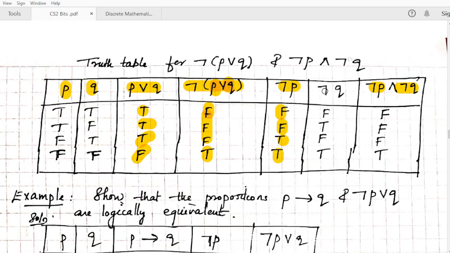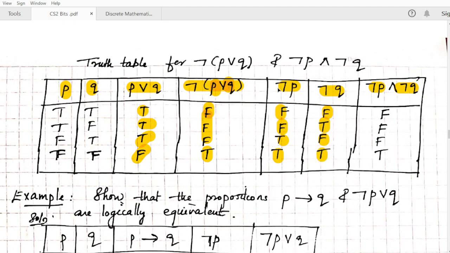Now if you are finding negation Q, it is true, then here it is false. Here it is false, here it is true. Here it is true, here it is false. Here it is false, here it is true. So this is negation Q. We found negation P and negation Q.